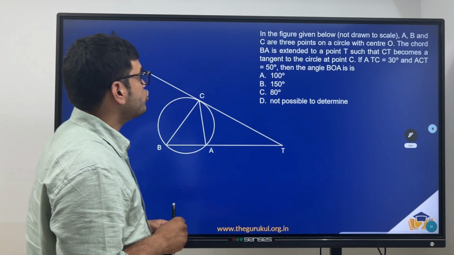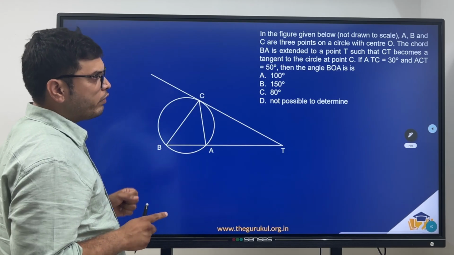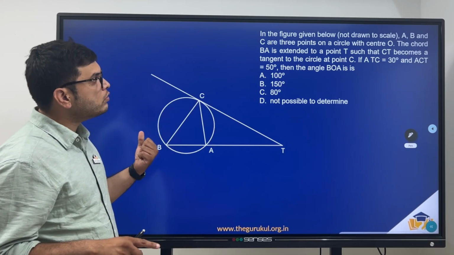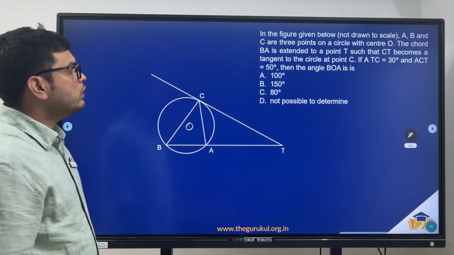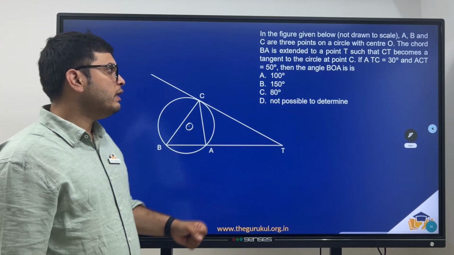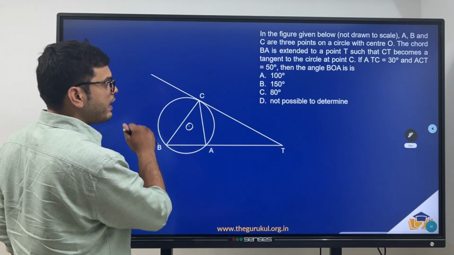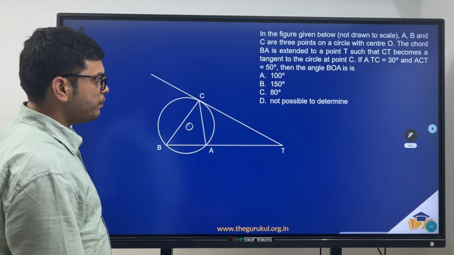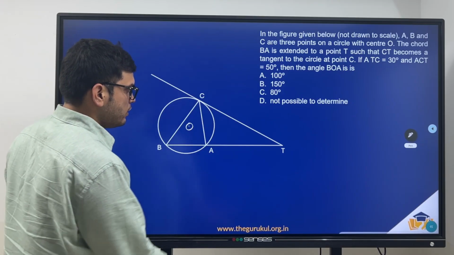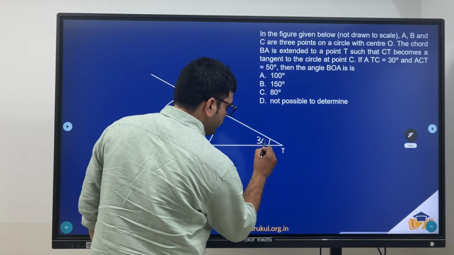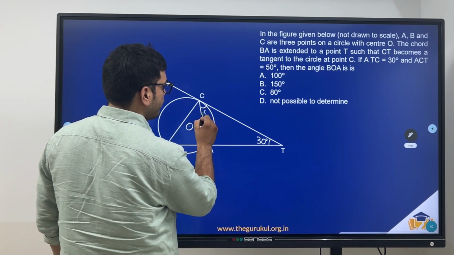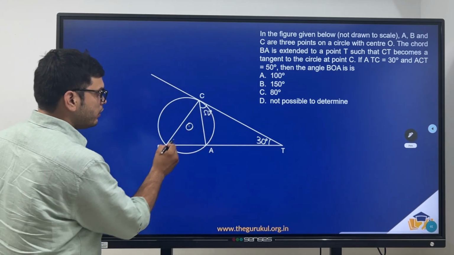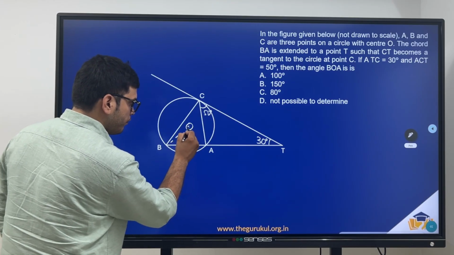Now coming to the fourth question. In the figure given below, not drawn to scale, A, B and C are 3 points on the circle with center O. The chord BA is extended to a point T such that CT becomes a tangent to the circle at point C. If angle ATC is 30 degrees, so if this is 30 degrees, and ACT is 50 degrees, we are asked to find angle BOA.